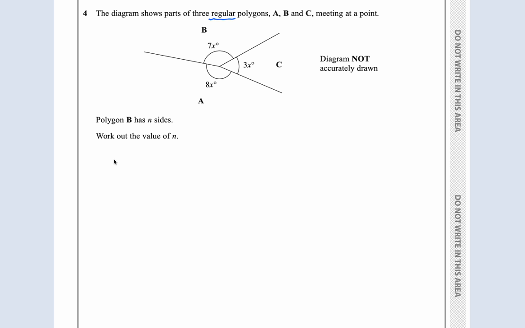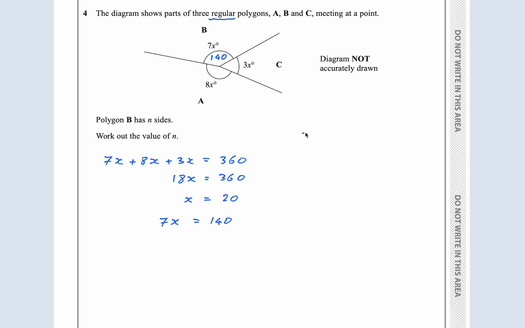So these are 3 angles around a point. So these have to add up to 360 because this is a full circle and a circle adds up to 360. So 15 plus 3 is 18x equals 360, and 360 divided by 18 is 20. Okay, so we have x is 20. That means 7x is equal to 140. So this angle here is 140. So this polygon has an interior angle of 140.